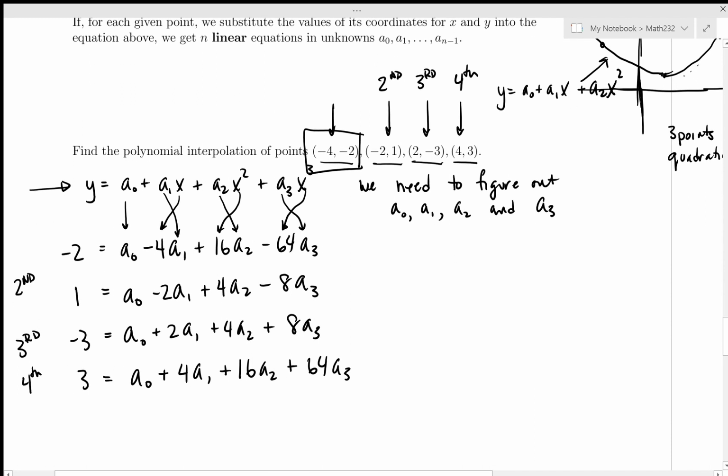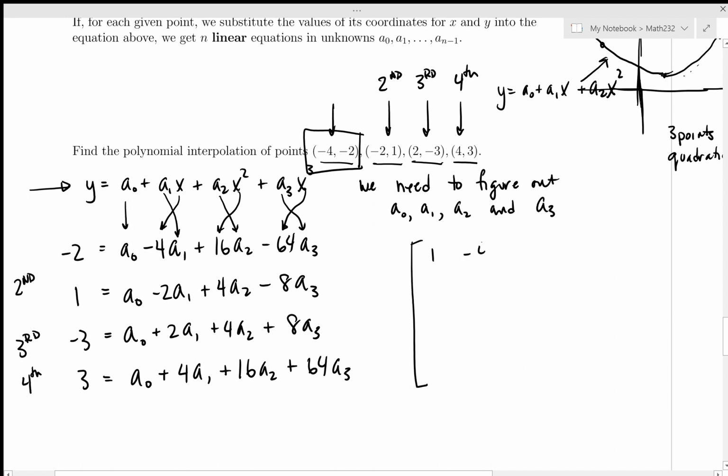And then look where I'm at. I've got a system of linear equations, four equations, four unknowns, and it's definitely the case that I can put this into an augmented matrix. Now I'm thinking of the variables as a0, a1, a2, and a3. So my augmented matrix looks like this.